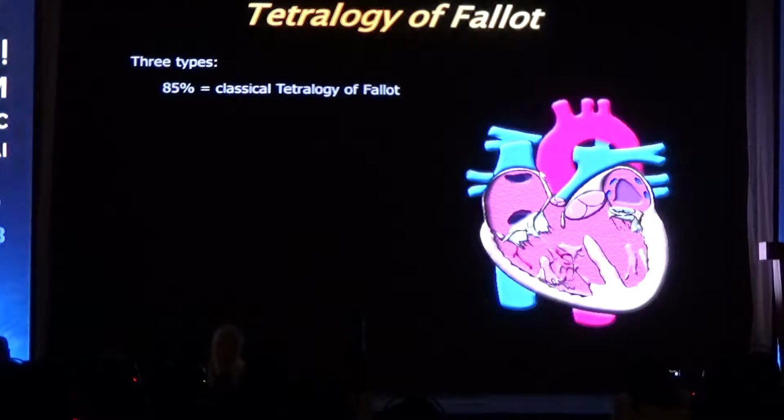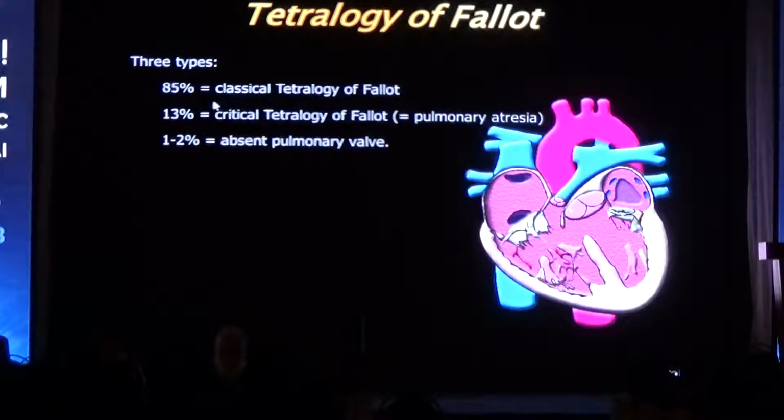So the tetralogy that I'm showing here is a classical tetralogy. 85% of tetralogy of Fallot will present like that. In 13% of them, you will have a further progression in which the pulmonary hypoplasia becomes a pulmonary atresia, and at that time there will be no further forward flow in the pulmonary artery, and you will have pulmonary atresia. This is called the critical tetralogy of Fallot.